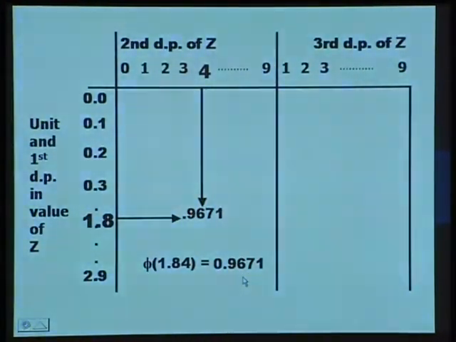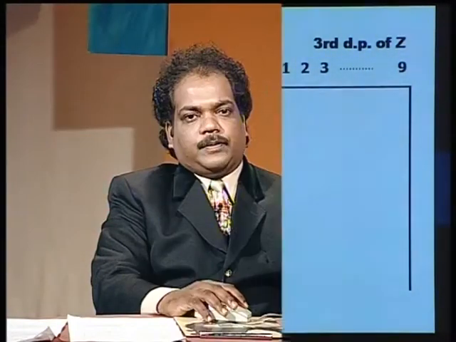Remember that phi(1.84) is in fact the probability Z is less than or equal to 1.84, which is 0.9671. We'll take another example to show you how to evaluate phi when we have in the value of Z a non-zero value of the third decimal place.